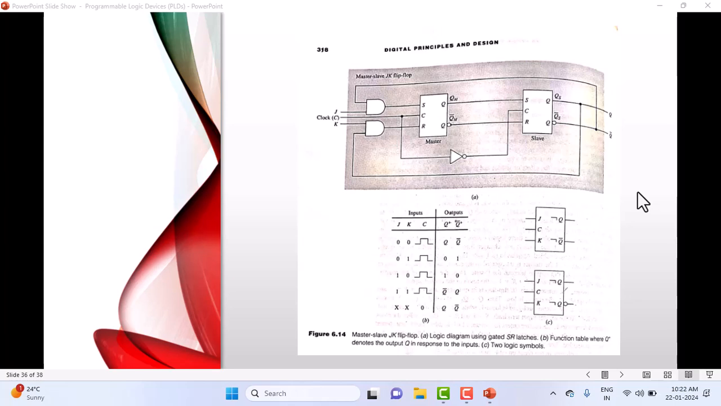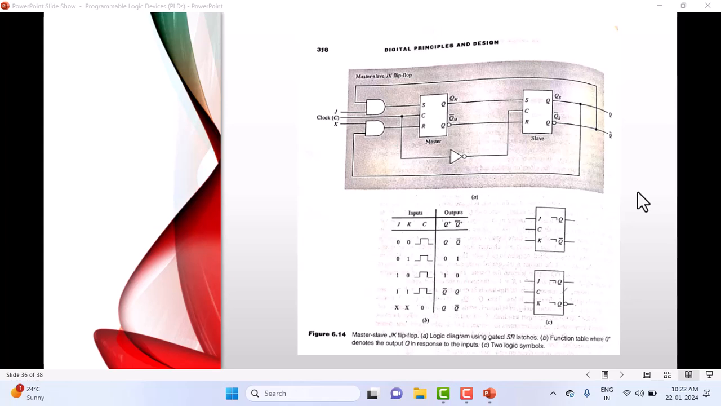Again, this is the master slave JK flip-flop. What is the difference between this logic diagram and the previous logic diagram we have discussed? Two AND gates are there, that's one thing you observe. Anything else?